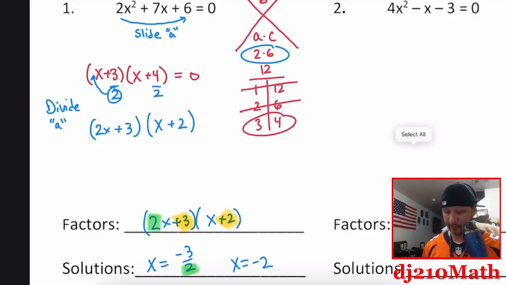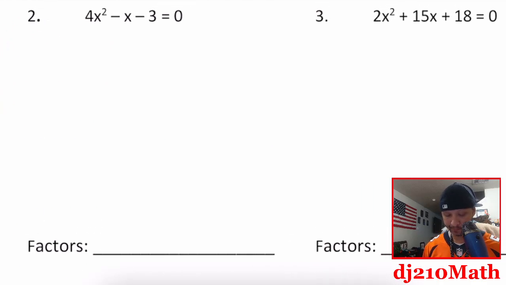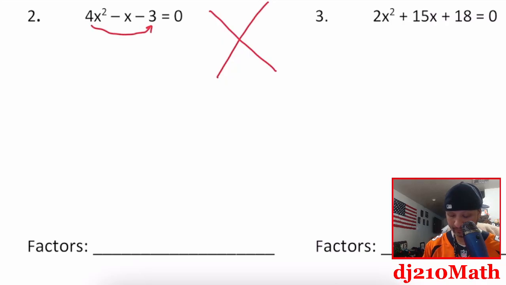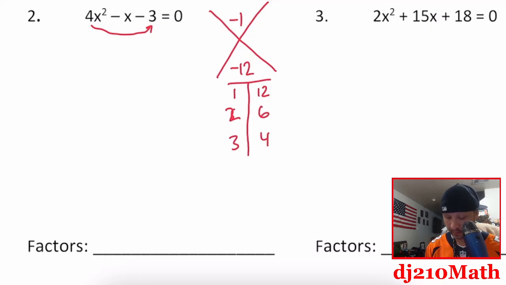All right, let's look at number 2. Again, GCF, nothing comes out. So we go straight to the process. Again, 4 times negative 3, negative 12. This has to add up to negative 1. Two numbers that multiply to make 12. Same list as before, right? 1 and 12, 2 and 6, 3 and 4.